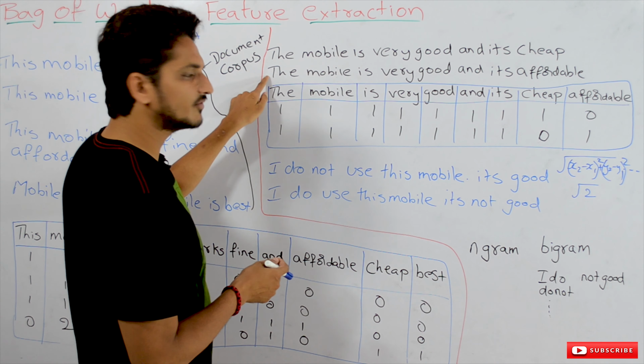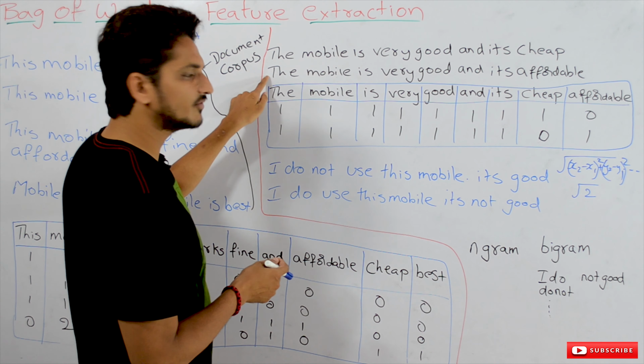So it shows that these two statements have similar words. But meaningfully these two statements are not similar, because one has a word called not. So that's why bag of words will not maintain the semantic meaning of the sentences.